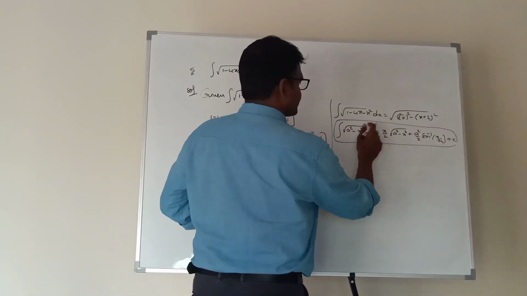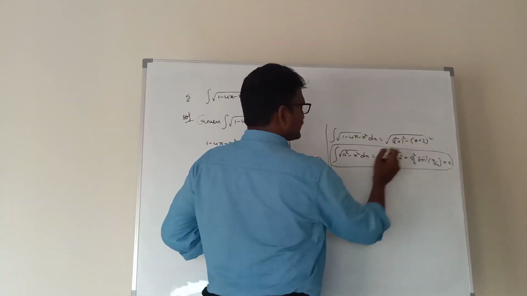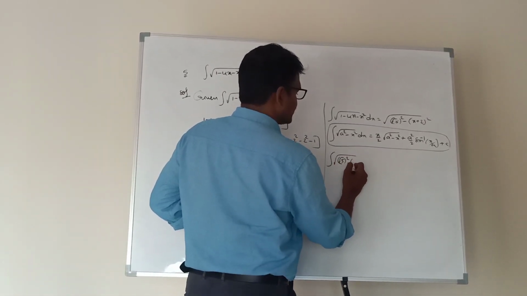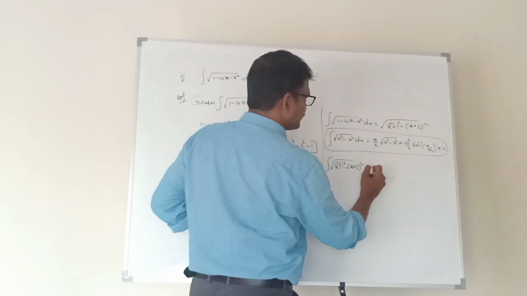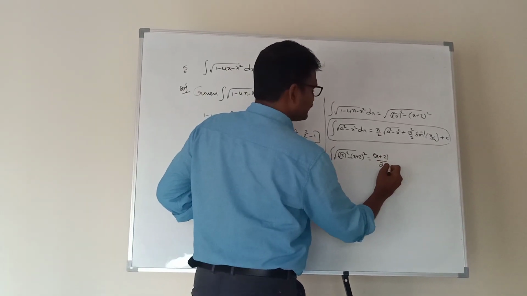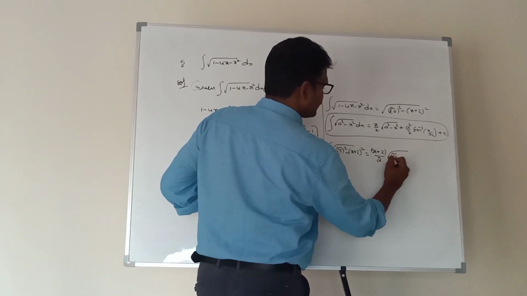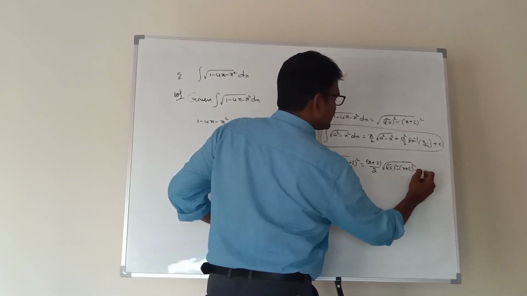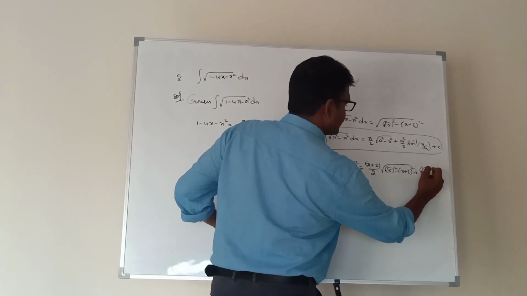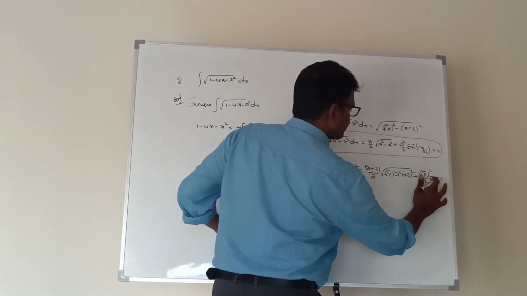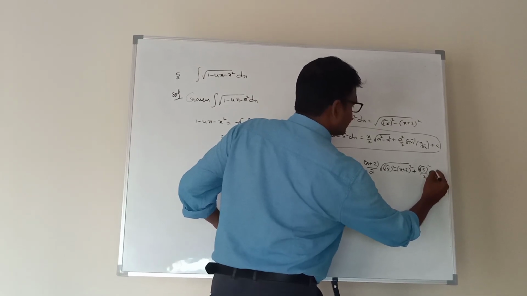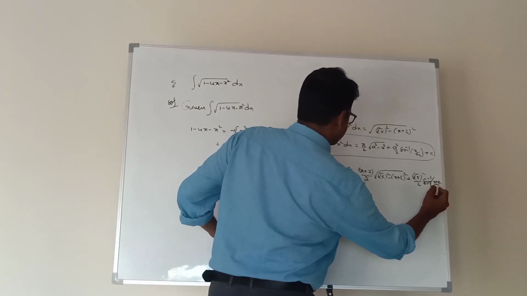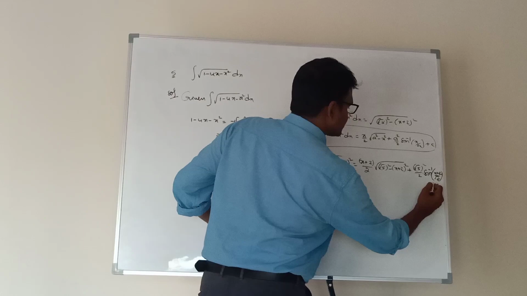Apply this formula. A square means root 5 whole square, x square means x plus 2 whole square. So the integral of root of root 5 whole square minus x plus 2 whole square is equal to x by 2, which means x plus 2 by 2 into root of root 5 whole square minus x plus 2 whole square, plus a square by 2, which means root 5 by 2 whole square into sin inverse of x plus 2 by a. What is the value of a? Root 5. Sin inverse of x plus 2 by root 5, plus constant.